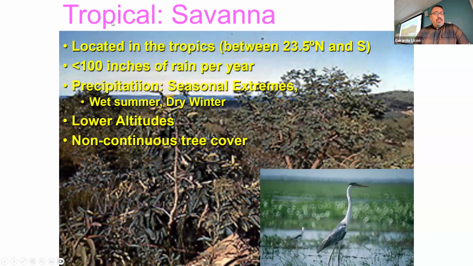Like I mentioned before, the other tropical climate is savanna. Again, to be called tropical, it has to be within the tropics. It's different from rainforests in that it gets less than 100 inches a year instead of more than 100. It has wet summers, dry winters, and it's at a lower altitude than the temperate savanna. And it doesn't have that continuous tree cover of the rainforest.